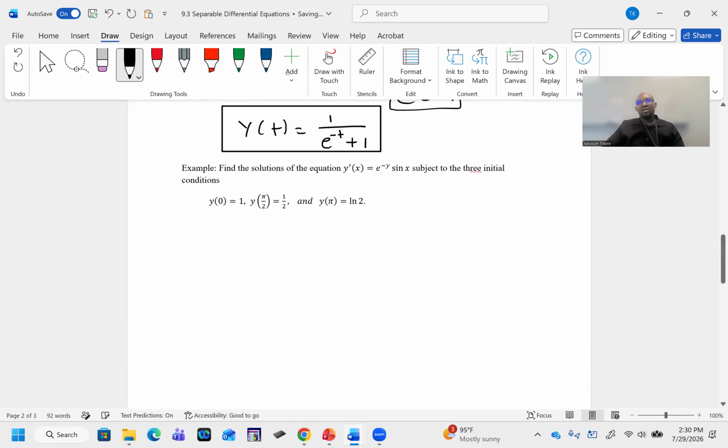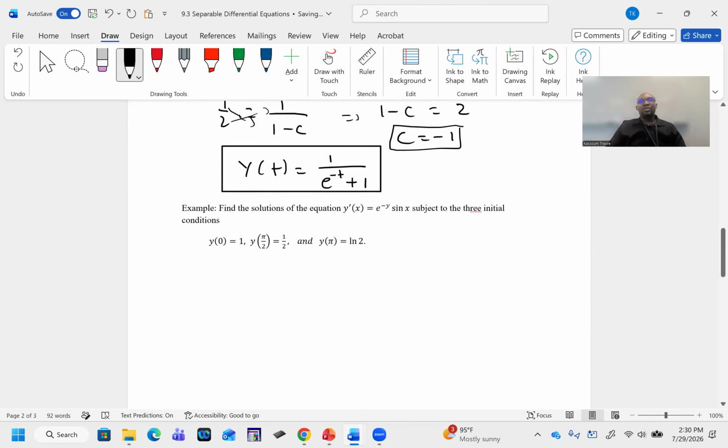So same thing. For the next example, we are asked to find the solution of the equation y prime of x is equal to e to the power of negative y times sin x, subject to the three initial conditions: y(0) is equal to 1, y(pi over 2) is equal to 1/2, and y(pi) is equal to ln of 2.